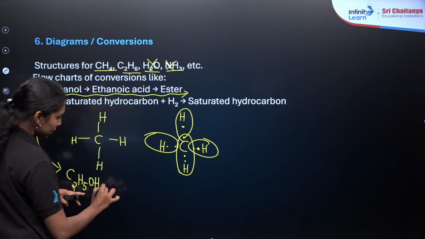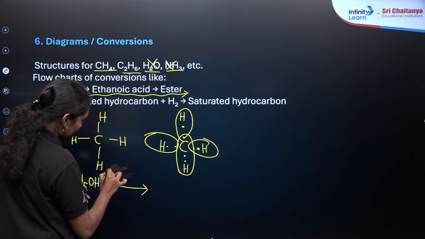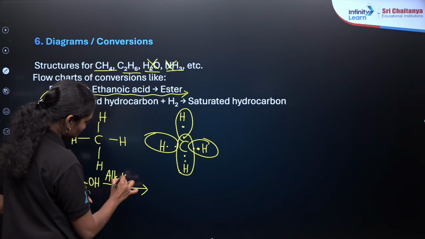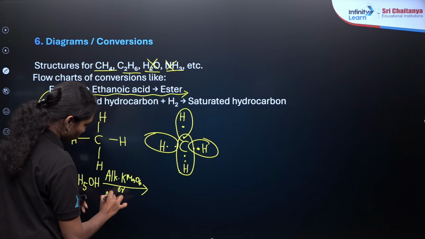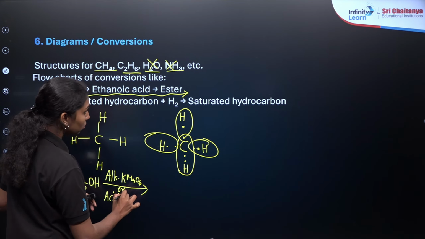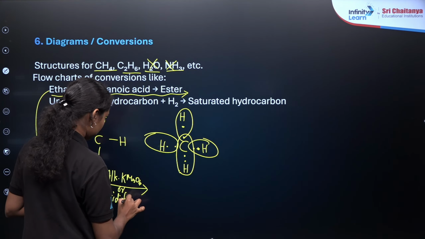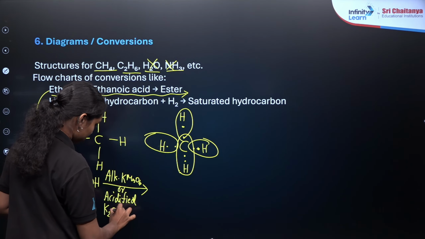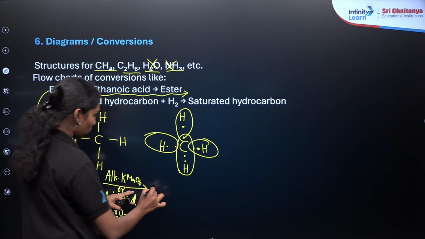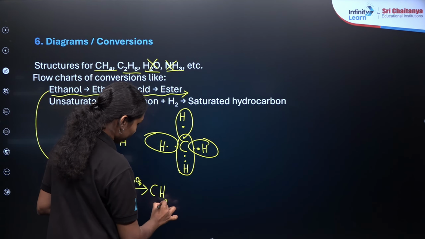So this will be our ethanol, right? That will be treated with either alkaline KMnO4 or acidified K2Cr2O7. That will be converted to CH3COOH, right? That is our ethanoic acid.